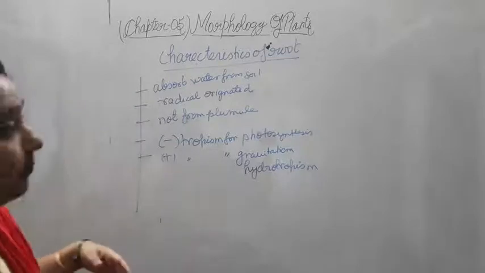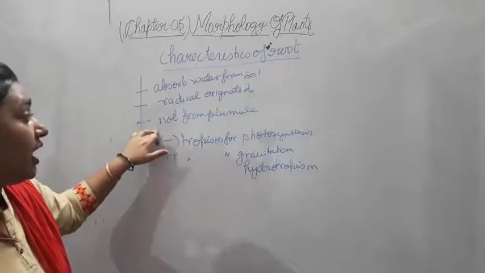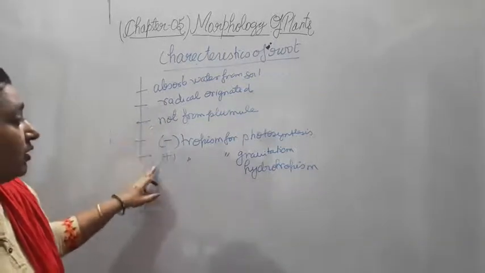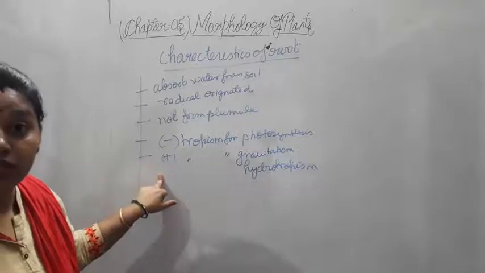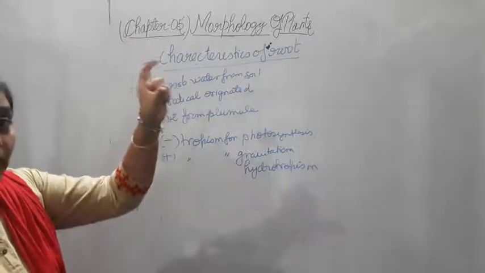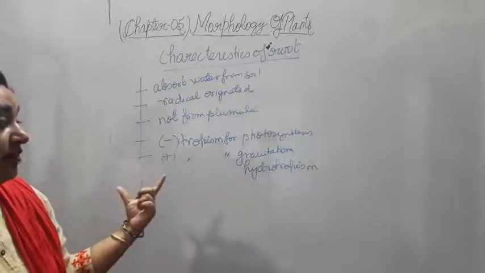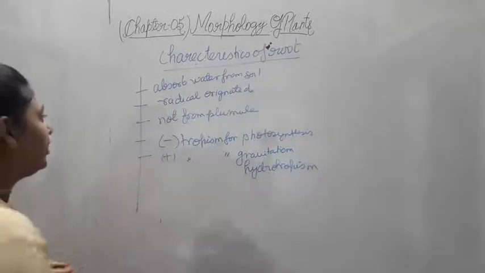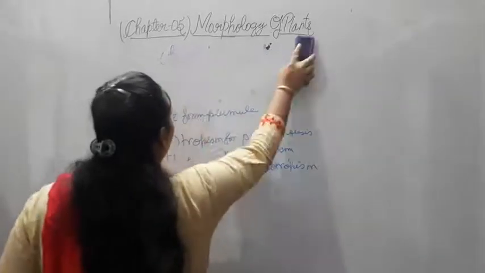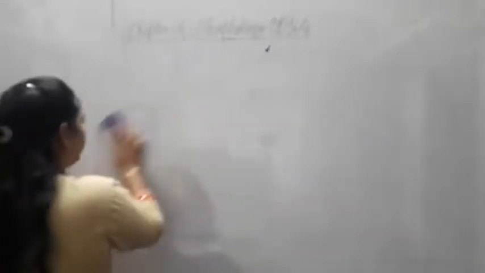So these are some characteristics of the root which you have seen: they absorb water and minerals from the soil. They originate from the radicle. They don't originate from the plumule. They have negative tropism for photosynthesis; they go against the light. They show positive tropism towards gravity and towards water, that is hydro. Here I talked about the plumule and radicle. Let's see this once again, what the radicle and plumule are, as you might have forgotten or missed it.